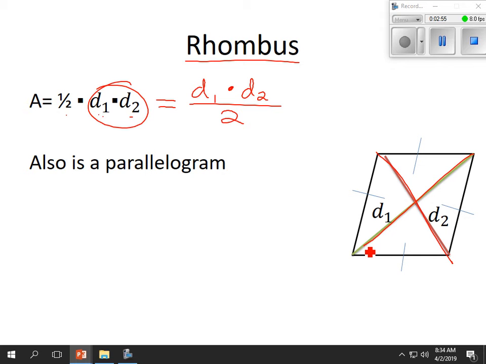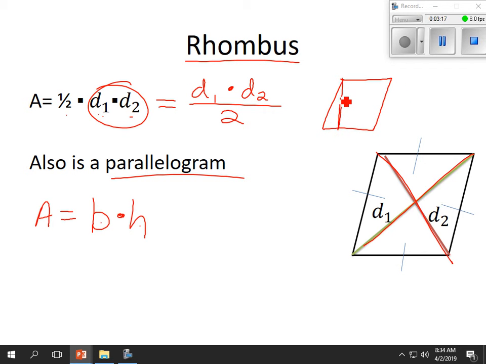If you don't know the lengths of the diagonals, it's also a parallelogram, and the formula for a parallelogram that we're going to go over here in a minute is base times height. Well, in a rhombus, you're going to have to be given the base and height somehow. They'll probably give you a height with a right angle symbol in there. So that will be your height, and then your base will be wherever that right angle sits. That's your base.